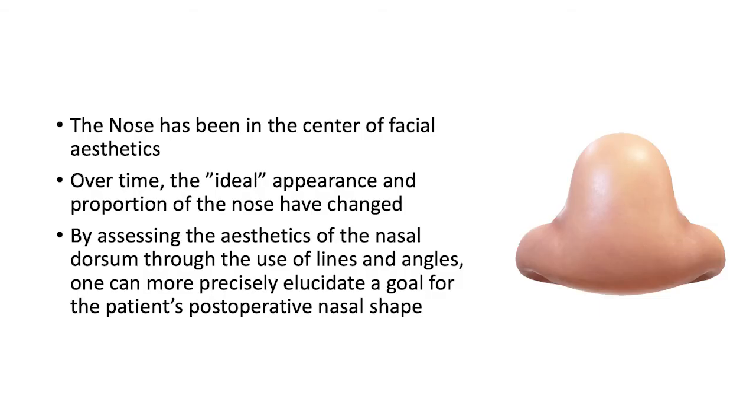The article addresses that the nose has always played a central role in facial aesthetics due to its conspicuous location on the face. Over the long course of history, the accepted ideal appearances and proportions of the nose have changed. The recent preferences for a more natural and less operated shape have led to a desire for a slim and straight nasal dorsum on the front view, and a profile view that exhibits slight concavity in females and slight convexity in males. By assessing the aesthetics of the nasal dorsum through the use of lines and angles, one can more precisely elucidate a goal for the patient's postoperative nasal shape.